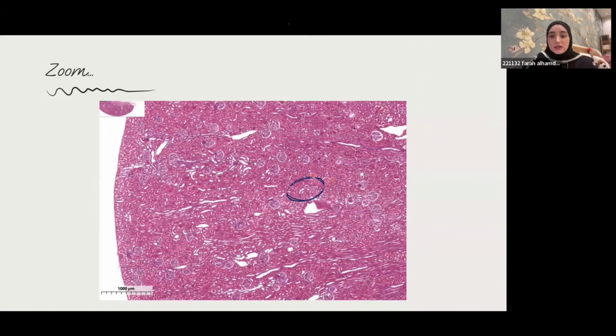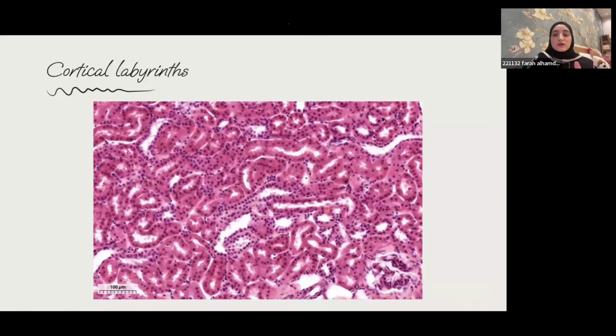So if we zoom into here, we have the cortical labyrinth. Cortical labyrinth basically means maze. So it looks like a maze. Here you see all the convoluted parts of the tubules. If we cut a cross section through them, you'd see a lot of circles, depending on the cut and depending on which way the tubule was moving where we cut. We have all these different shapes of tubules, circular, straight, etc. This is the cortical labyrinth.